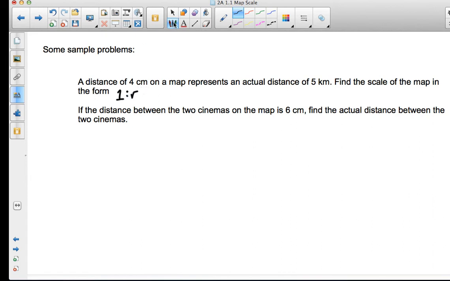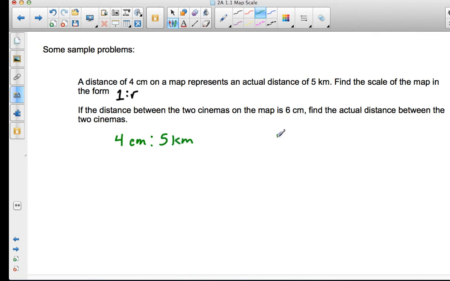So let's start with this first, don't even look at the next one. If you want to try and figure that out, you can pause this and work it on your own. But if you don't, take a look at what I'm about to do now. So here we are back again, and now I'm in green. A distance of 4 centimeters is to 5 kilometers.